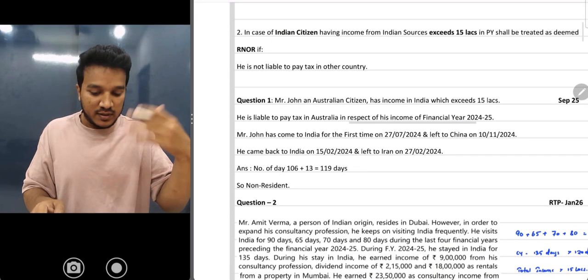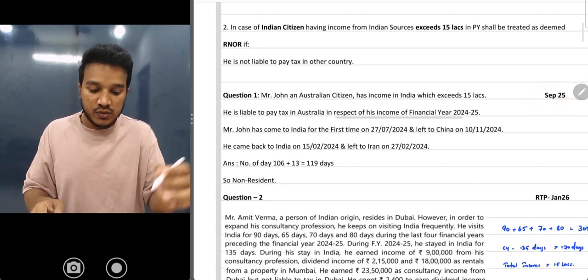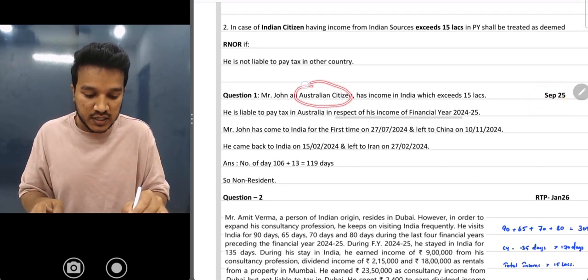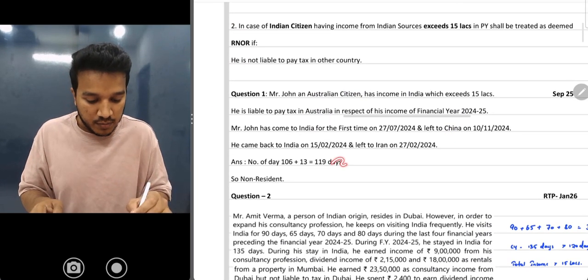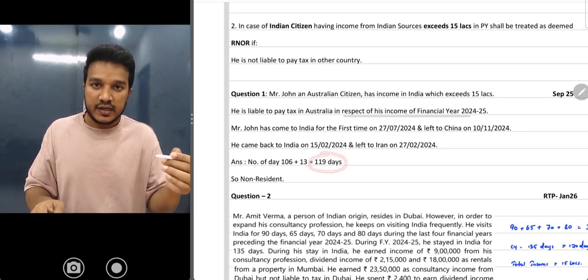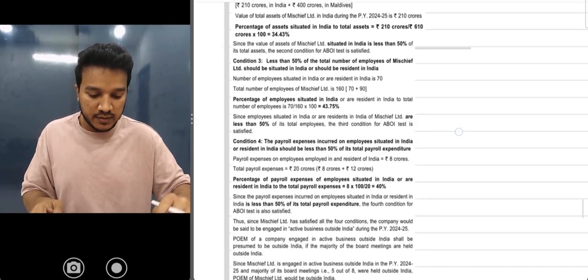Okay, so this kind of stuff will be given to you in exams. This is an exam question. It will be given to confuse you. In the first place itself, he is an Australian citizen. So these two provisions are not applicable. So when you calculate the total number of days, 119 days, you should compare it with the basic conditions. That is, you go to the basic conditions.